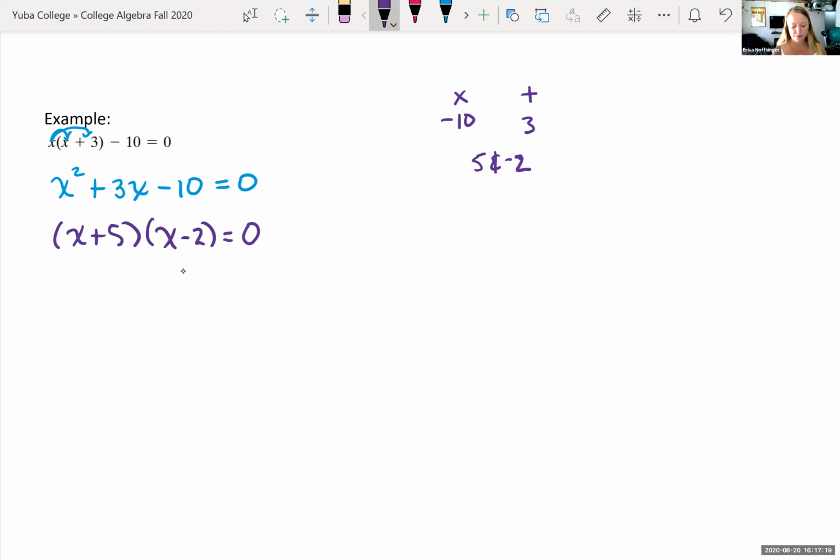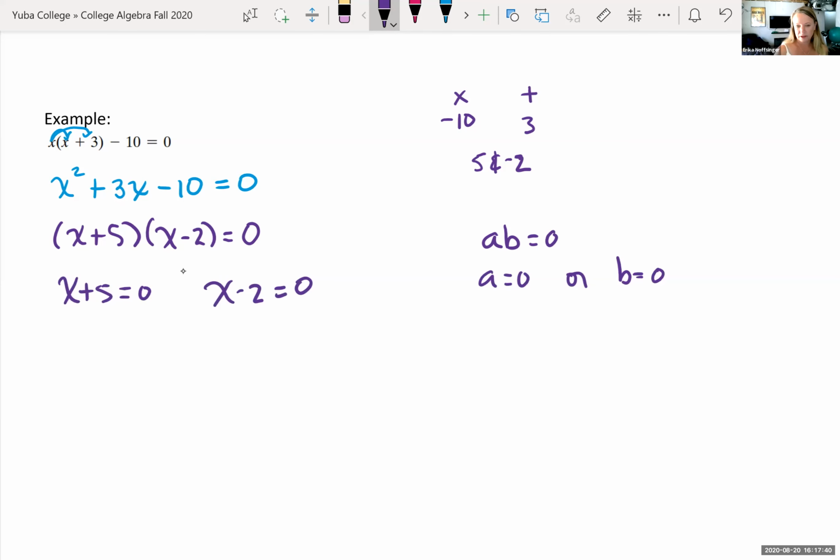We're using the zero product principle, that if you multiply two things together and you get 0, then either A is equal to 0 or B is equal to 0. So we're using that property here, that either x plus 5 equals 0 or x minus 2 is equal to 0. So if I solve for x here, subtract 5 on both sides, I get x equals negative 5. And if I add 2 on both sides there, I get x equals 2.